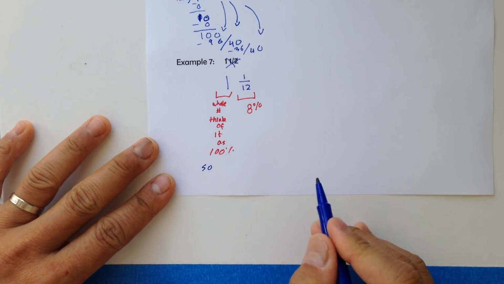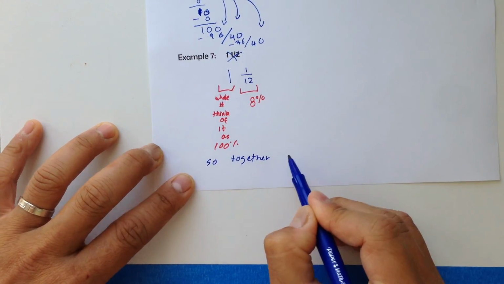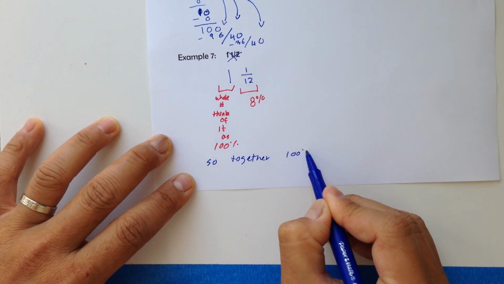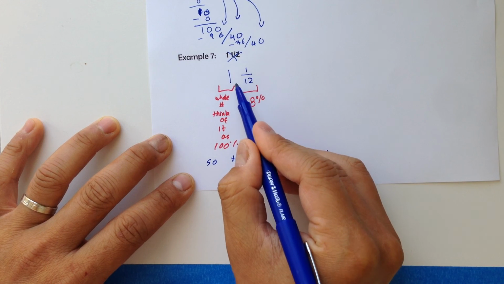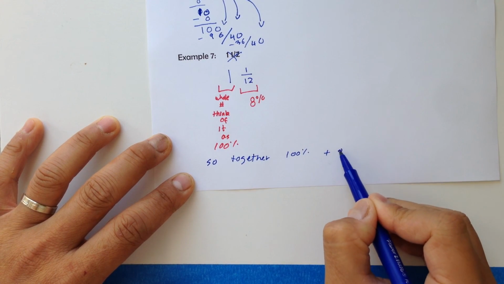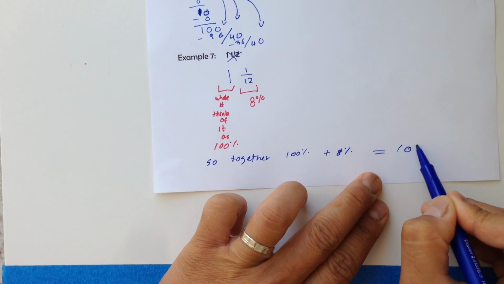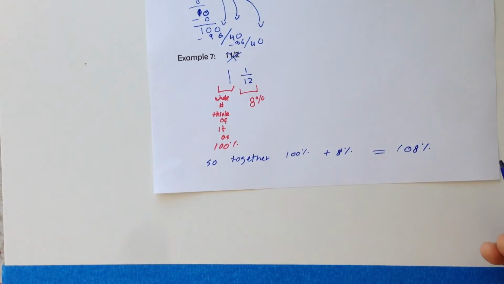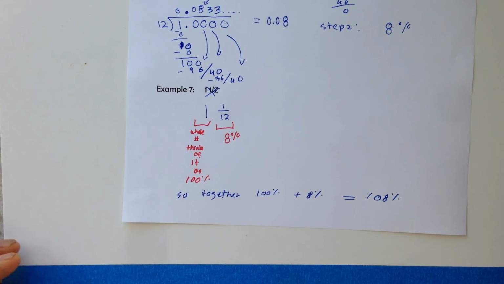So together, 100% plus 8%. A mixed number and a fraction means you add those, becomes 108%. All right, and I will go over problems similar to example 7 the next time I see you.